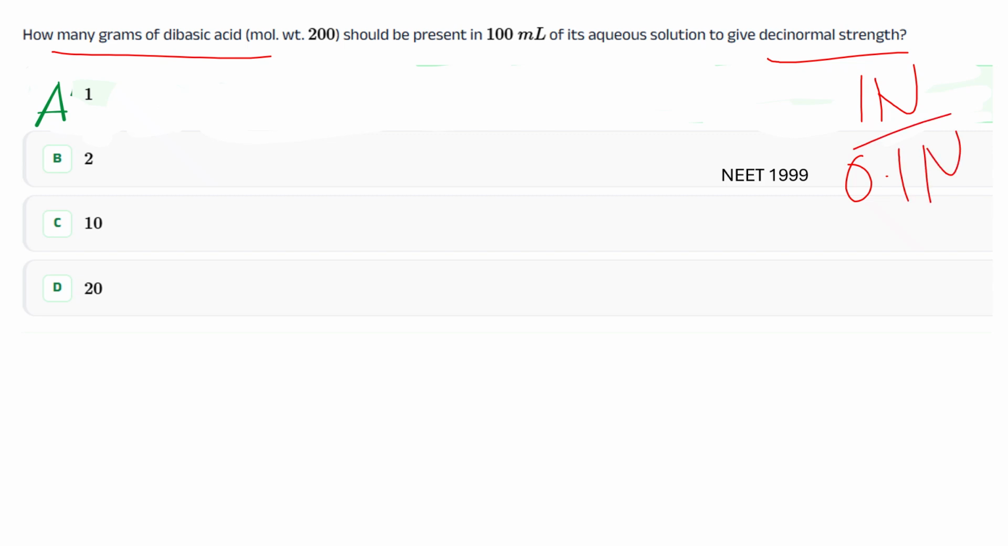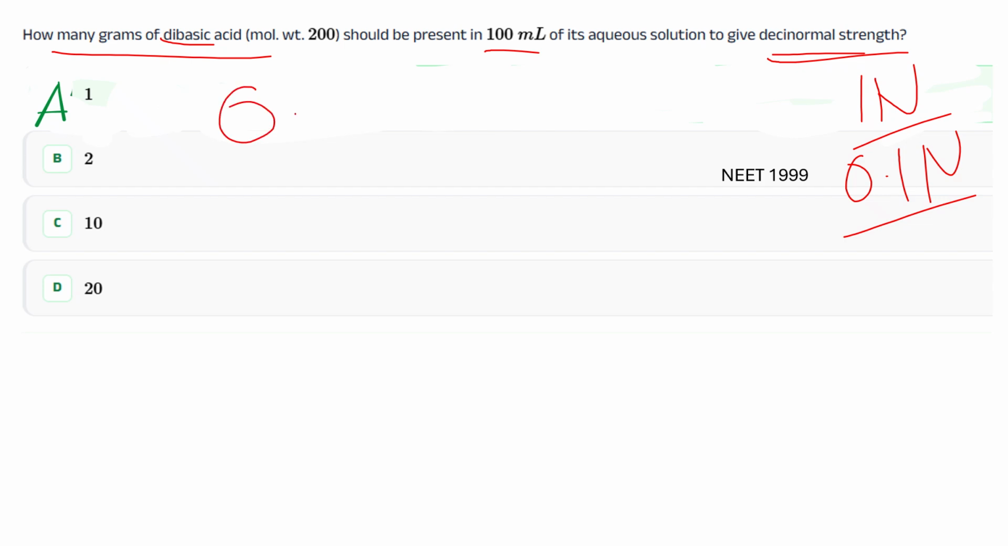This is standard. You can come across it in many places. Normal solution always means one normal, not two normal, not three normal. Decinormal means 0.1 normal. So you need to find, to prepare 0.1 normal dibasic acid solution in 100 ml, how many grams of dibasic acid is required. It is very simple.